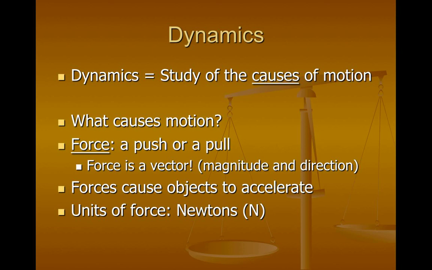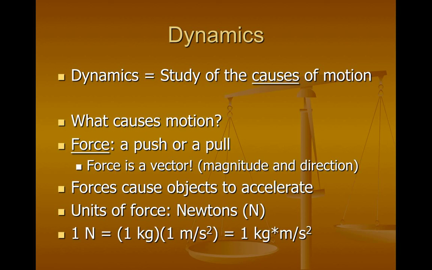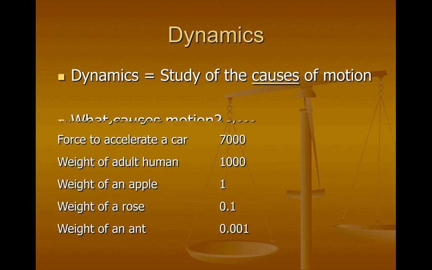The units of force are newtons. I'm going to explain to you what a newton is. What does that unit mean? Well, a newton is 1 unit of mass, or 1 kilogram, multiplied by 1 unit of acceleration, or 1 meter per second squared. But instead of saying kilogram meters per second squared all the time, we've just shortened it to newtons. We use a capital N to stand for newton.